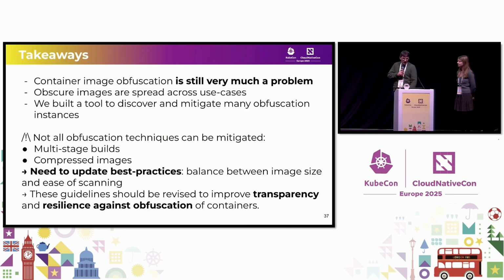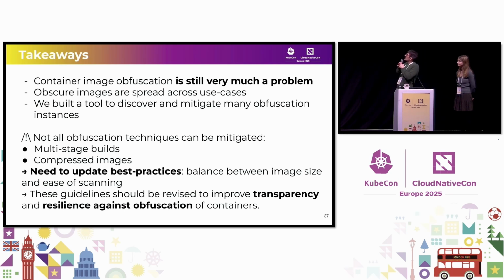We're getting close to the end, so these are the takeaways of this presentation. Container image obfuscation is still very much a problem in 2025. Obscure images are spread across multiple use cases, from hobbies to production deployments. We built a tool to discover and mitigate many cases of obfuscation, but not all of them can be mitigated. We have seen that multi-stage builds and compressed images make it very hard for any tool to discover obfuscation.